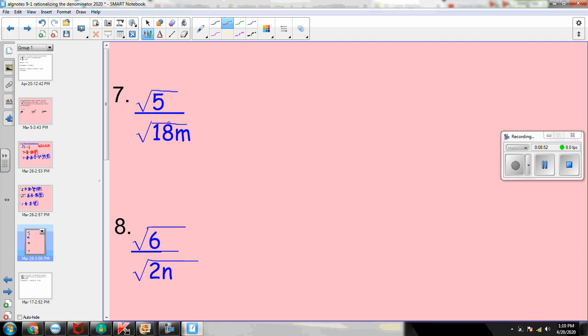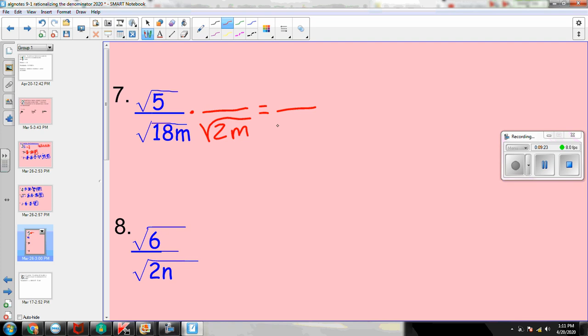So I need to get rid of this radical, the square root of 18m. Now I could multiply by the square root of 18m, or I could multiply by the square root of 2m, because if you take 18 times 2, you get 36, and 36 is a perfect square number. It wouldn't be wrong to multiply by the square root of 18m. It's just a larger number. You still get a perfect square number.